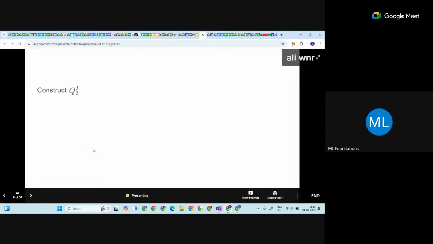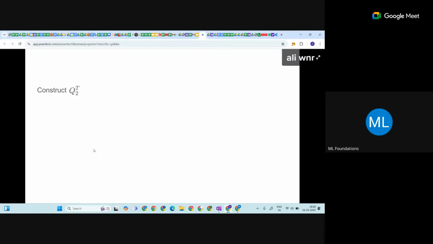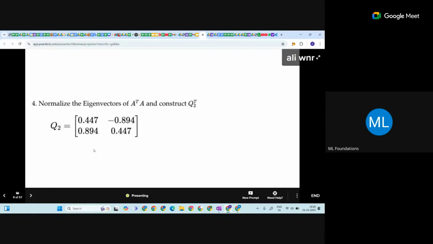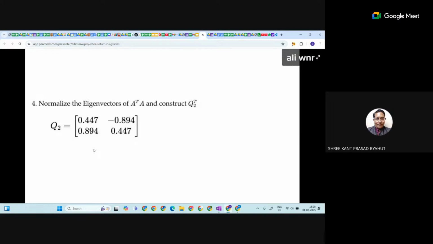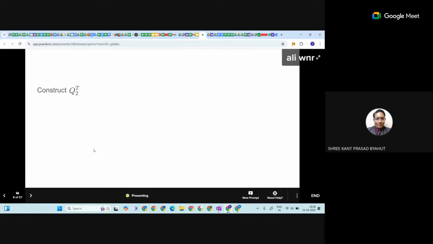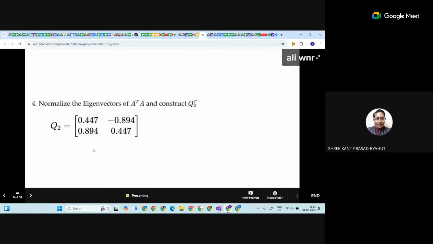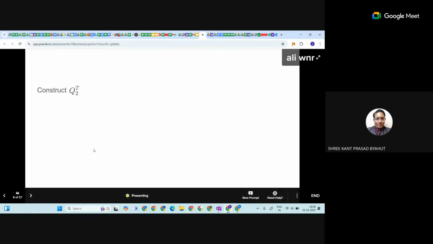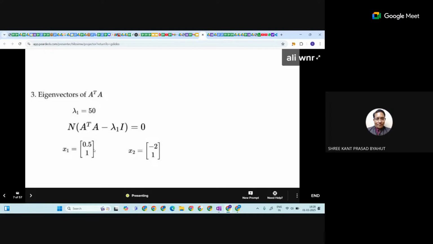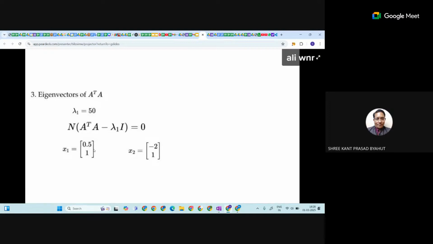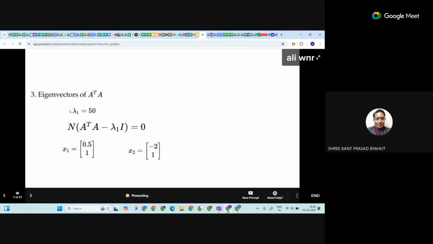Okay, so we can construct Q2. Let me do it here. We need to normalize the eigenvector. What was N A transpose A in our equation? N A transpose A. And what is N? Where is that N? Go back. Yeah, here N A transpose A means capital N. Oh, sorry. This is null space.